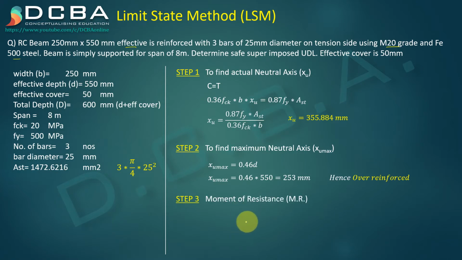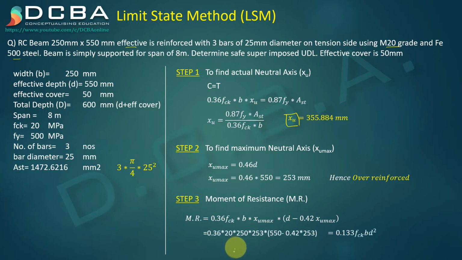It means our section is over reinforced. Step 3 is to find the moment of resistance. We do not design over reinforced sections in limit state method. So what do we do? We limit this XU to XU max. We will not allow this value, but we will take it as 253 mm. So 0.36 FCK B XU into D minus 0.42 XU, with XU max in place of XU. You can also use the formula 0.133 FCK BD square, which is for Fy 500. The moment of resistance comes out to be 202.079 kilonewton meters.